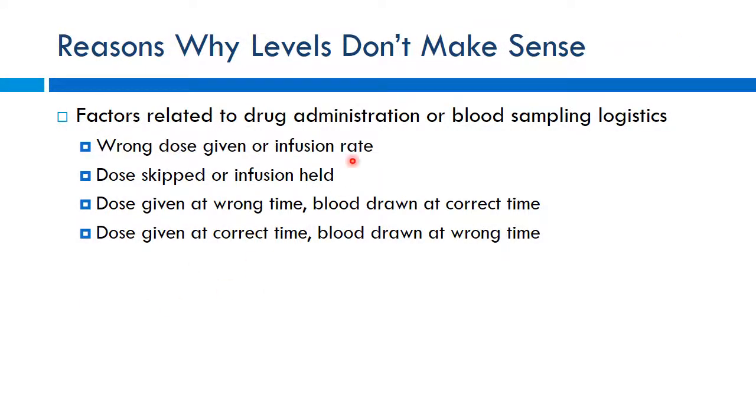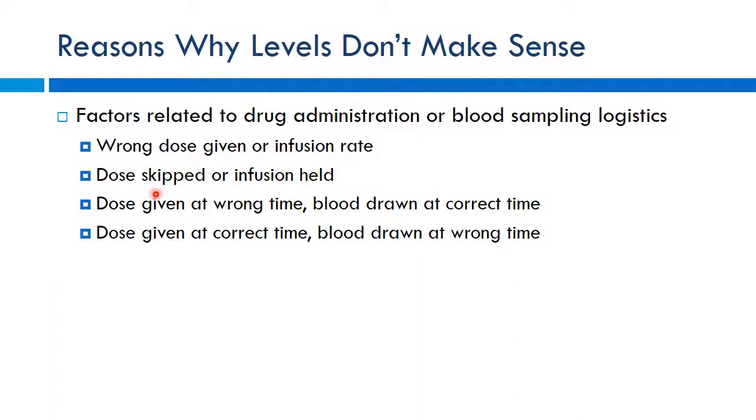Okay. So again, reasons why the drug administration or the blood sampling logistics might not make sense. If we were giving the wrong dose, that could be something where maybe the pharmacy made it incorrectly, or the patient is taking it incorrectly. The infusion rate could also be affecting this. If you're giving certain drugs over 30 minutes, you should expect some degree of a peak level after that, versus if you were to give it over 6 hours, you're not really going to see that same kind of peak.